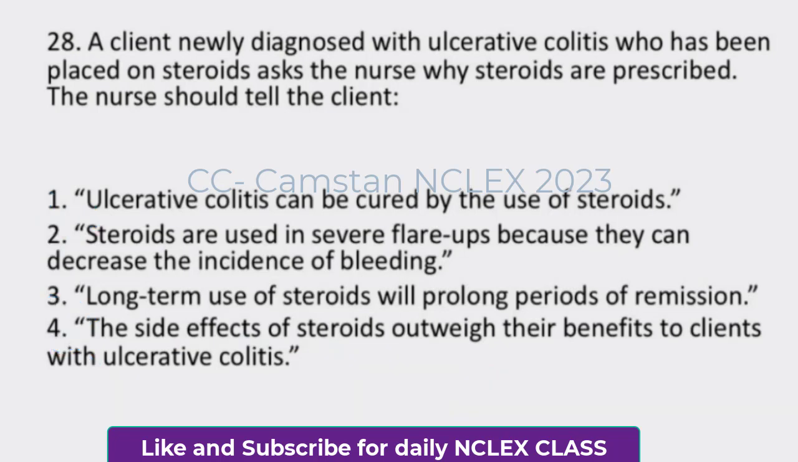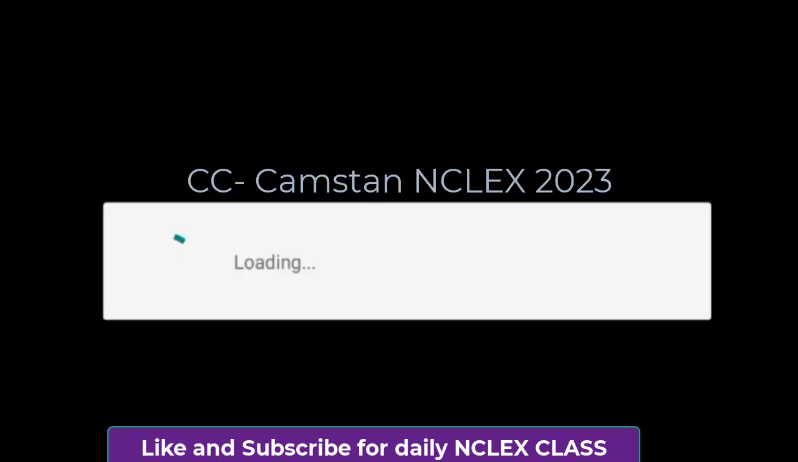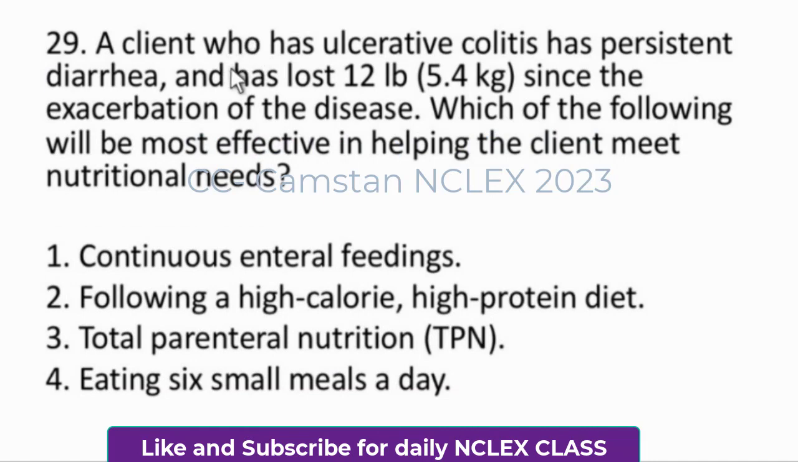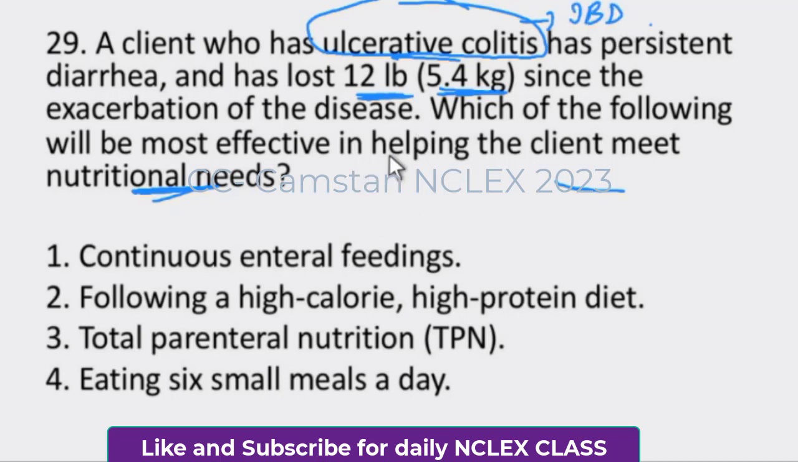Now let's move on to the next one. A client who has ulcerative colitis, has persistent diarrhea, and has lost 12 lbs, that is 5.4 kgs, since the exacerbation of the disease, right? Which of the following will be the most effective in helping the client meet nutritional needs? So our client has ulcerative colitis. It is a type of inflammatory bowel disease. We already know the acute exacerbation symptoms, right? Let's recite them once again so that you never forget them. Bloody diarrhea, abdominal pain, cramping, rectal bleeding, weight loss, fatigue, fever, and urgency to defecate.